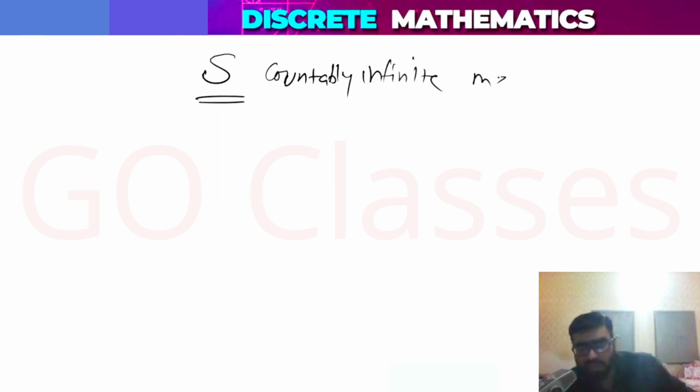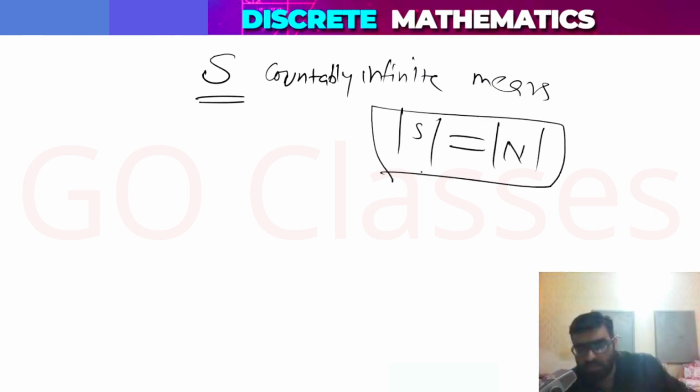We will look at method 3, but before that let me summarize a few points. If there is any set S such that this set is countably infinite, what is the meaning of countably infinite? S is countably infinite means set S has the same cardinality as the set of natural numbers. This is the definition of countably infinite. This definition we have already seen.